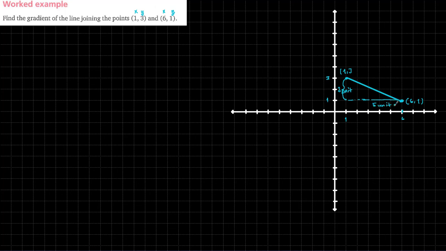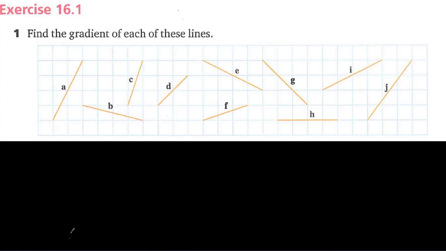So the gradient or slope is going to be equal to 2 units divided by 5 units. But do not forget, this is negative because the line slopes to the left side. So we are going to solve like this.